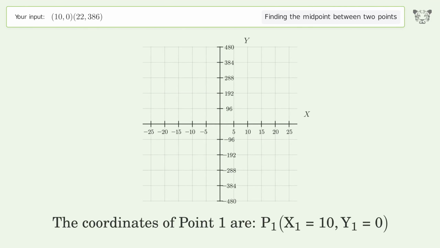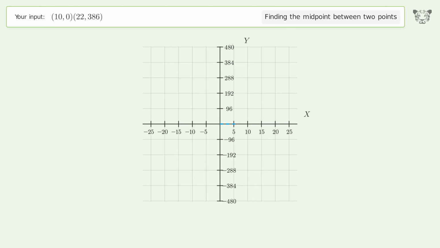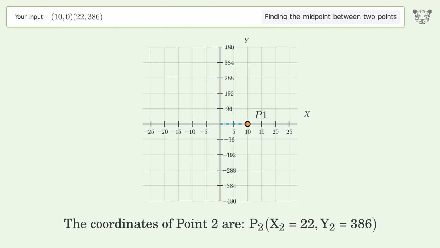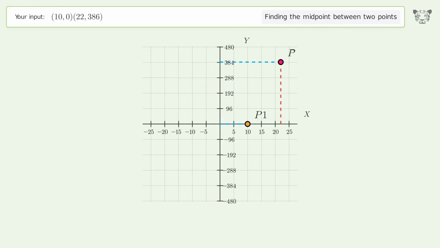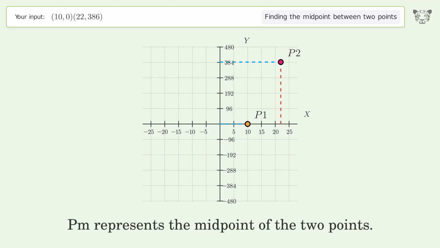The coordinates of point 1 are x1 equals 10, y1 equals 0. The coordinates of point 2 are x2 equals 22, y2 equals 386. PM represents the midpoint of the 2 points.